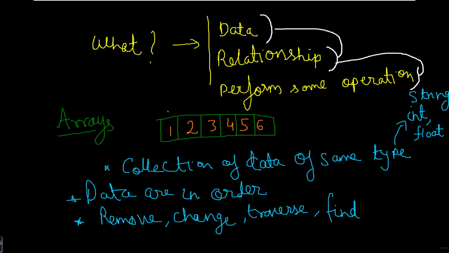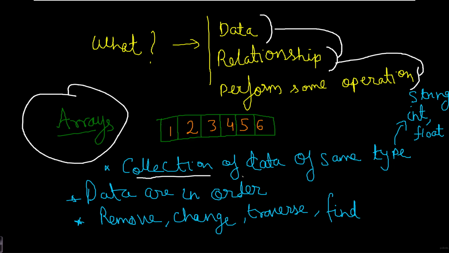Inside our data structure we have some relationships among the data. If we are talking about arrays, in arrays, as you can see here, we have consecutive numbers like 1 2 3 4 5 and 6. So in an array we have a collection of data of the same type. It can be a string, an integer, a float, or any type, but all of them should be similar.